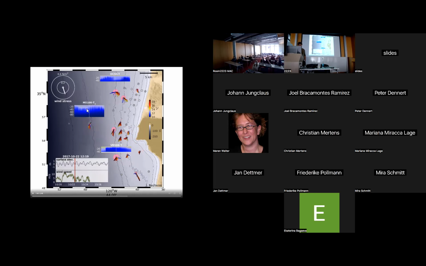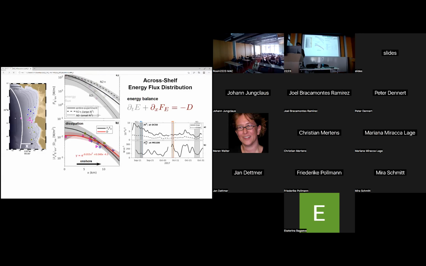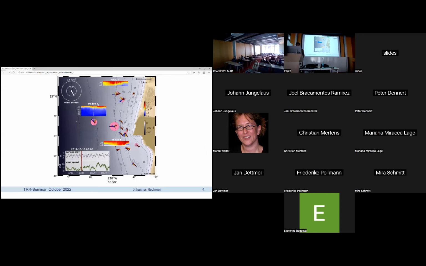Here's another example. Right, you can see these really large scale internal waves moving in. Okay, that's all nice and good. Maybe we can look at this in a little more detail.